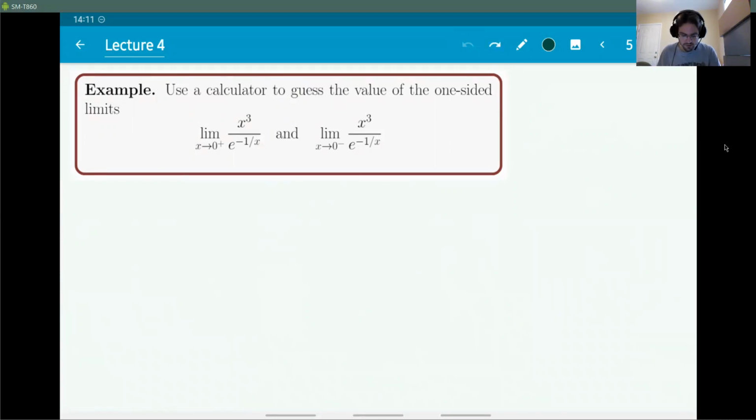So I'm giving a kind of complicated function here, x cubed divided by e to the minus 1 over x. And we're talking about one-sided limits at 0. The question is saying use a calculator to guess the value. You would not see this type of problem, written like this on an exam, for example. But something related to that, where you don't have to use a calculator, might actually show up. But what is the solution here? I encourage you to pause the video, get your own calculator, and try to think about this for a while.